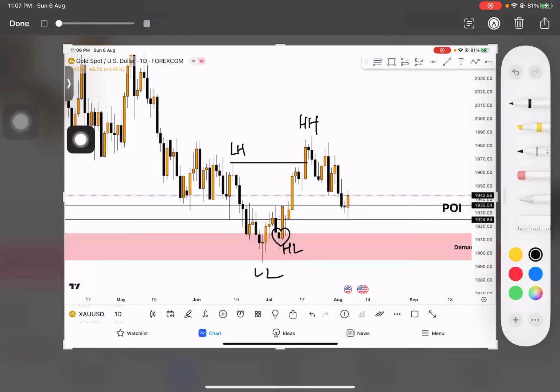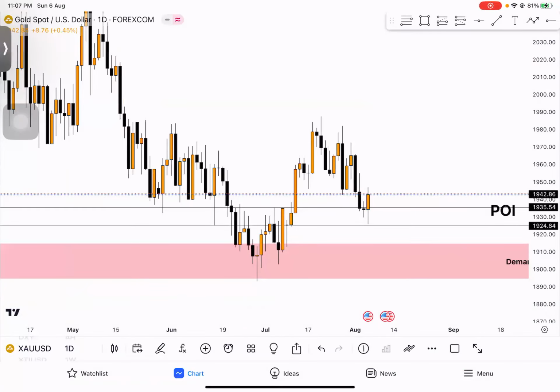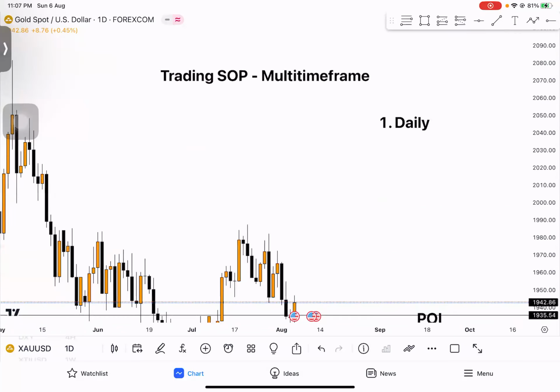That POI also looks like a strap zone. Yes, for me it looks like a strap zone, or it can look like a rally-base-rally, which is a demand zone. This is for the daily. Okay, got it.